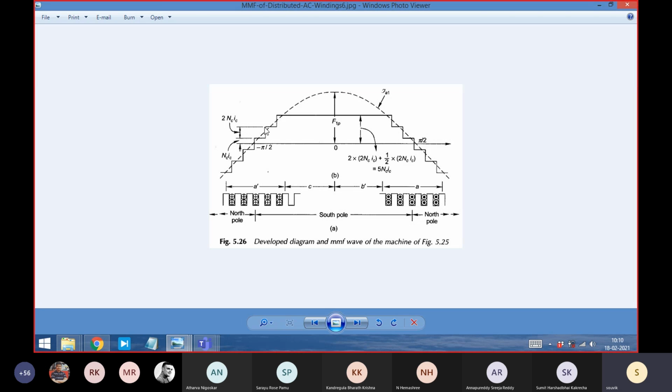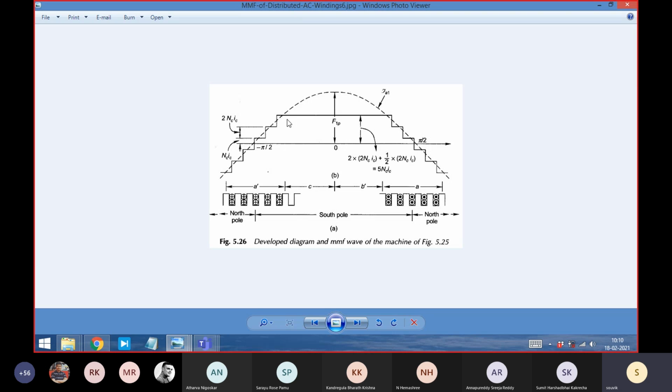However, they are producing an MMF which is better, because otherwise if you had done all concentrated winding, you would have created an MMF whose shape is rectangular. So it would have more space harmonics. Here is what has fewer space harmonics.